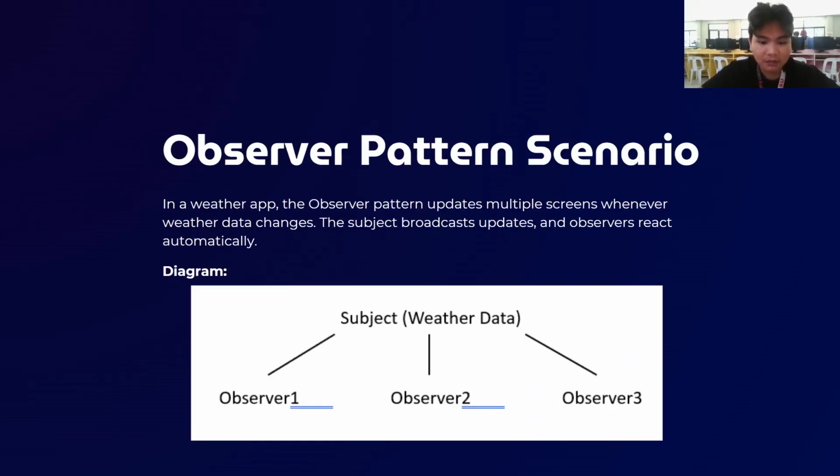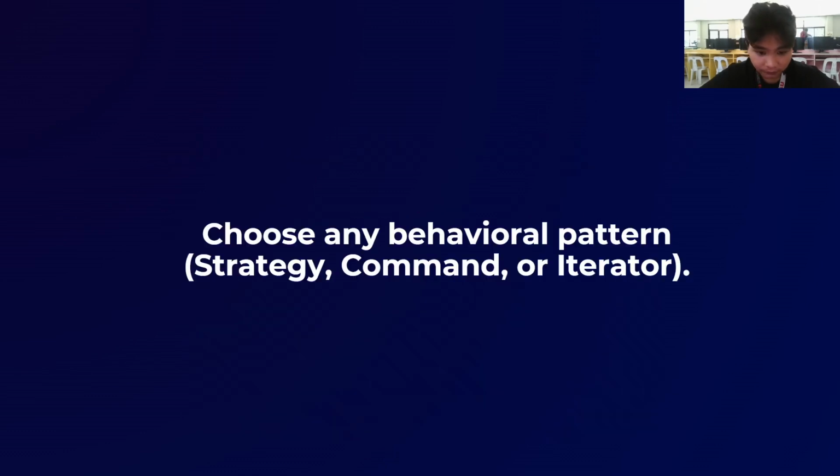So the next is the observer pattern scenario. In a weather application, the observer pattern allows multiple displays to update automatically whenever weather data changes. The weather data acts as the subject, while the displays are observers. When the subject changes state, all observers are notified immediately. This promotes loose coupling and ensures consistency across the application.